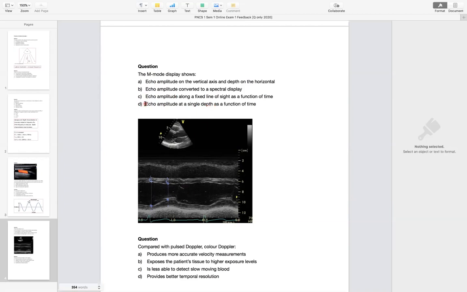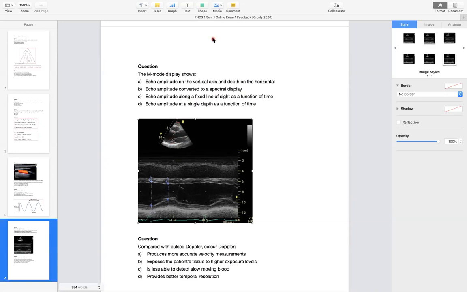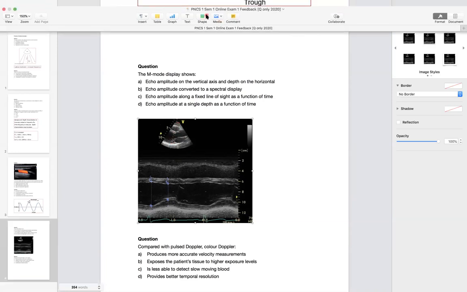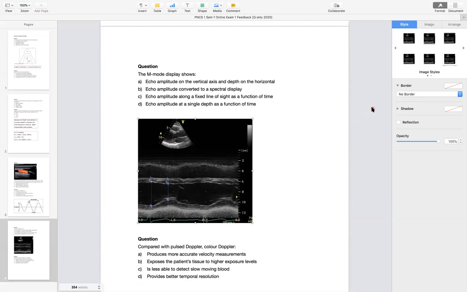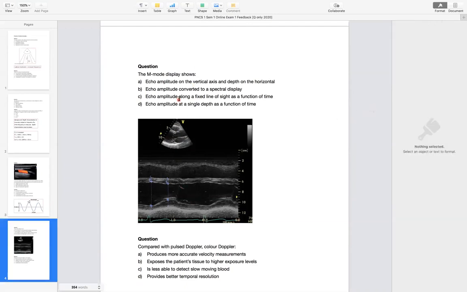That's something that can be achieved using perhaps a sample volume and Doppler imaging. Really, the only answer that you can come up with here for M mode imaging is echo amplitude along a fixed line of sight as a function of time. So if we look up here, we can see the 2D image and the cursor right down the 2D image here, which is where all the information that you can see on the display is being drawn from.